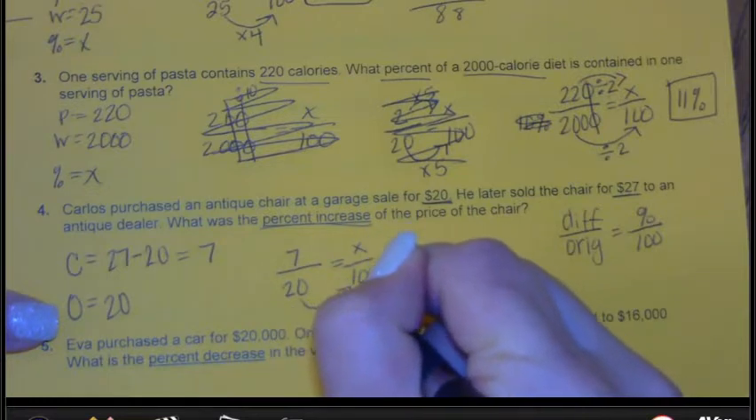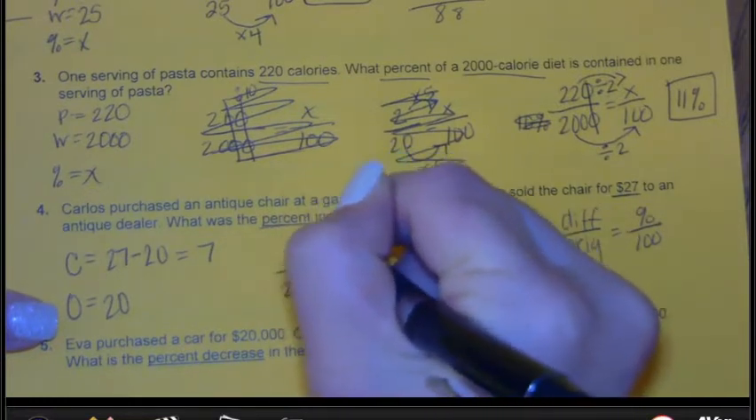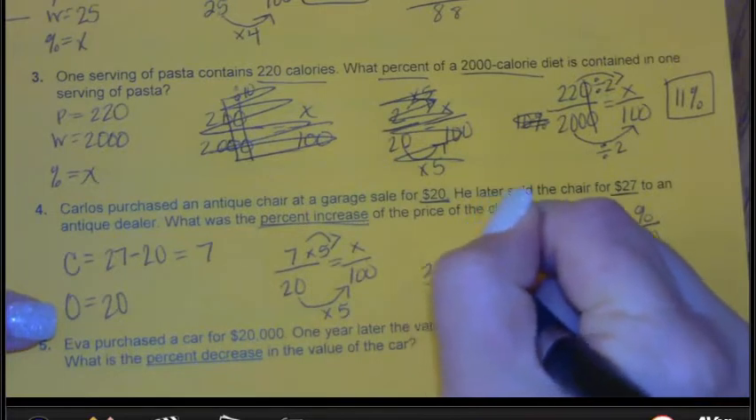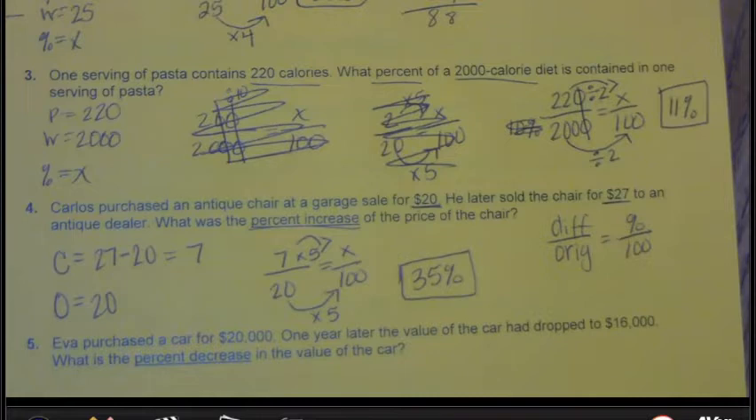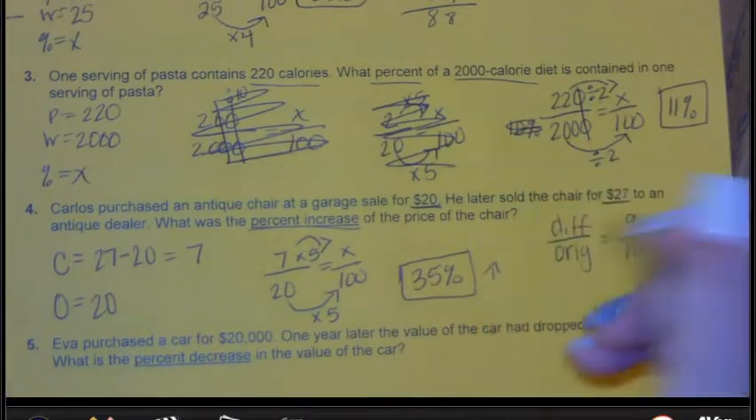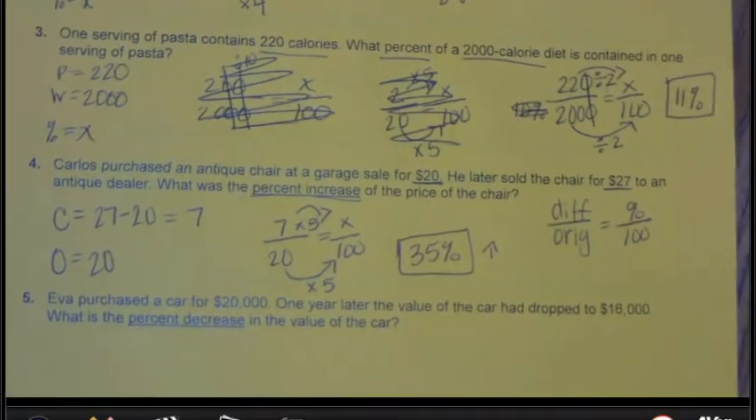I'm scaling up by 5 to see that I have a 35% markup. And that's an increase.